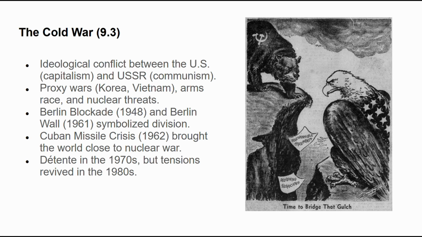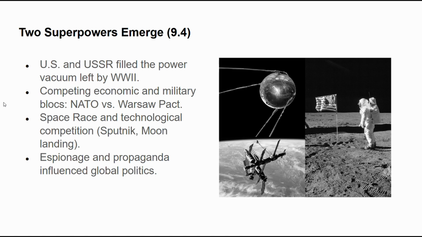It included proxy wars like Korea and Vietnam, the arms race, and nuclear threats. Events like the Berlin blockade and the Berlin Wall symbolized division. The Cuban Missile Crisis brought the world close to nuclear war, though there was a period of detente, tensions flared again in the 1980s. Next.